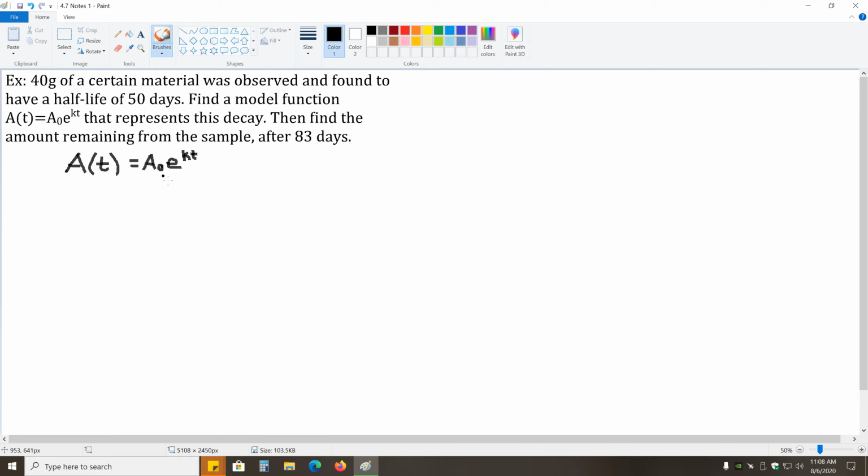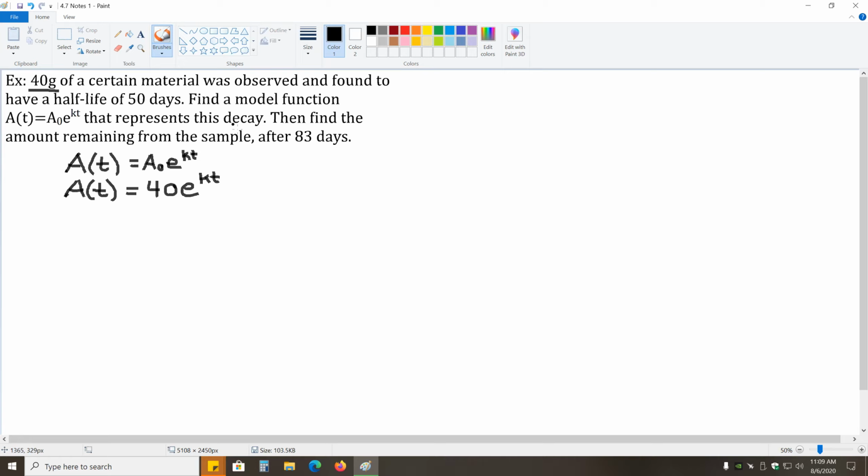So let's see if we can find the first value. Do we know A naught? Well, we do, because A naught is the initial amount, and the initial amount was said to be 40 grams. So we have A of t equals 40 e to the kt. And now from here we need to solve for k. But the only way we're going to be able to do that is if we find values for t and A of t that we can plug in.